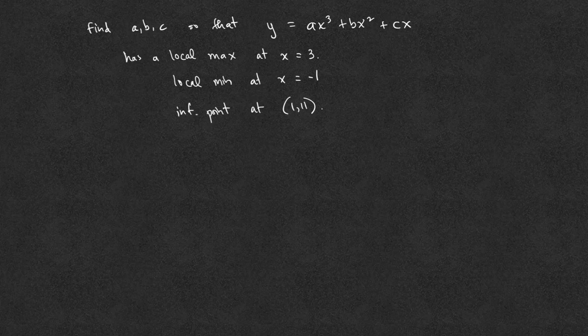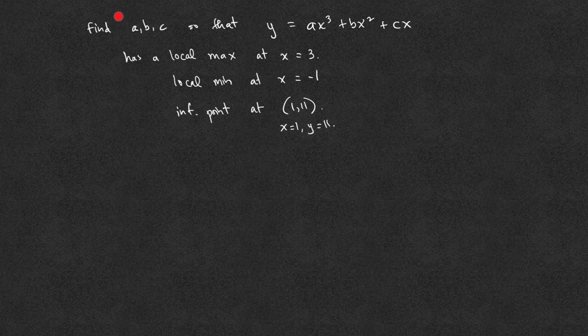Find the coefficients a, b, and c so that y equals ax cubed plus bx squared plus cx has a local maximum at x equals 3 and a local minimum at x equals -1. Also, the inflection point is at (1, 11). The point (1, 11) implies that when x equals 1, y equals 11. We're looking for a, b, and c.